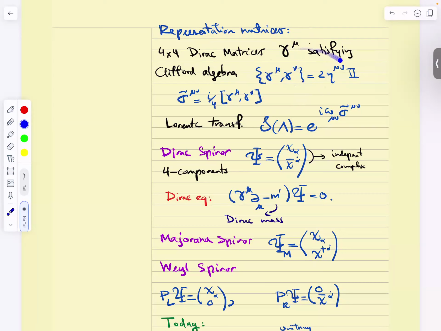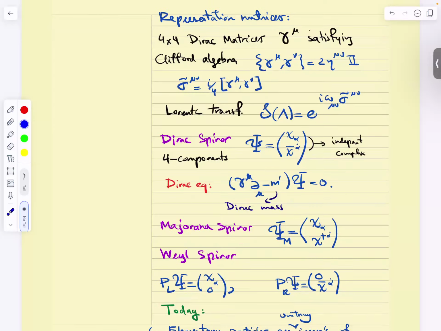So the Dirac algebra, or Clifford algebra, is the algebra of matrices that satisfy these relations, right? And they could come in various dimensions. And this is their anti-commutator. Their commutator, up to i over 4, we're going to call sigma mu nu, which are the elements of the Lorentz Lie algebra. That's basically it. The elements of the Lorentz Lie algebra are proportional to commutators of the Dirac matrices. Good.